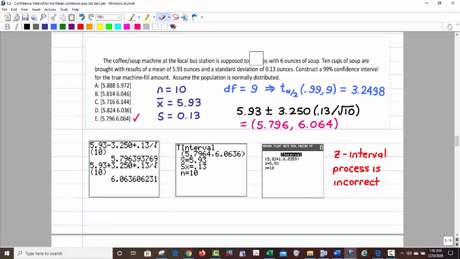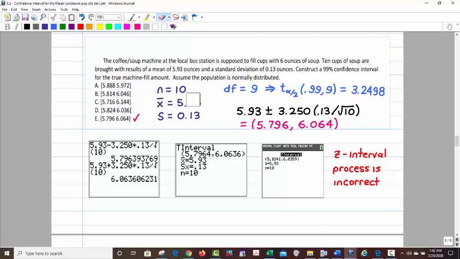All right, so this machine is supposed to fill each bowl with 6 ounces of soup. 10 cups of soup are sampled with a mean of 5.93 ounces and a standard deviation of 0.13. Construct a 99% confidence interval for the true machine fill amount. Assume the population is normally distributed. Okay, everything's good here.